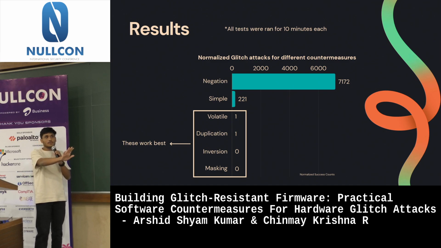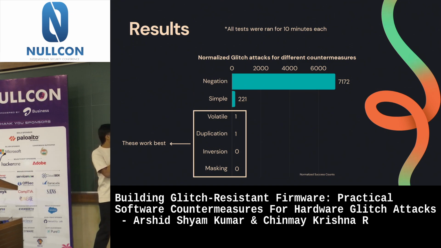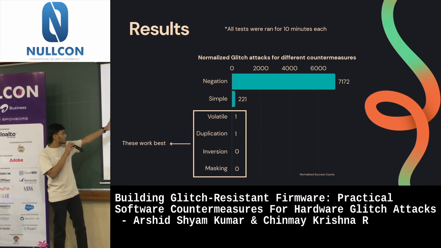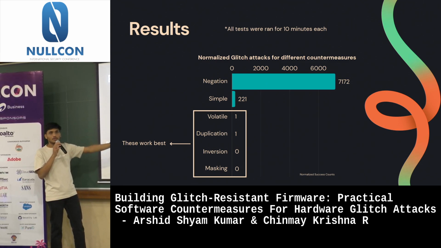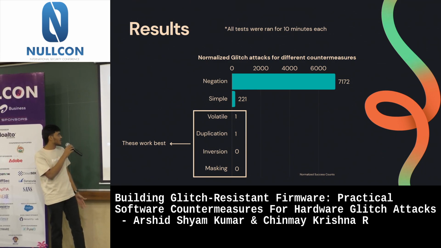The attacker was able to do a glitch attack on an embedded system and, without knowing the password, was able to get in 7,172 times in 10 minutes. And that is a very big deal. And that is negating the logic. And even the simple password checker, the conventional thing written in most places, was breached 221 times. Without knowing the password, I was able to get into the system with a glitch attack 221 times.